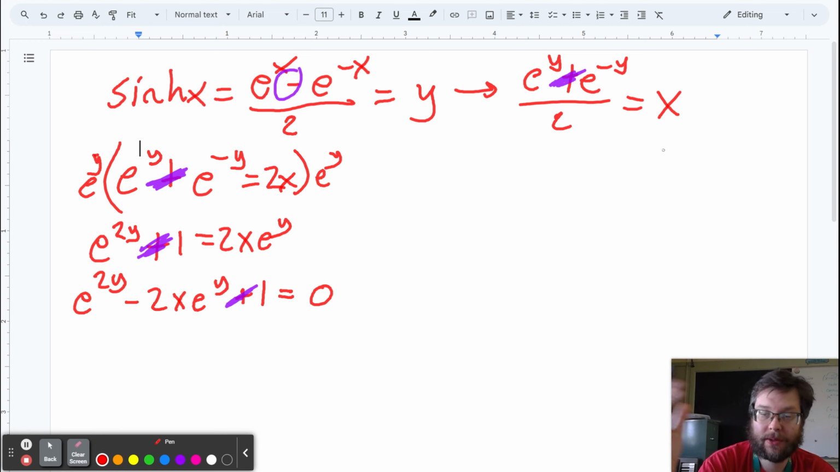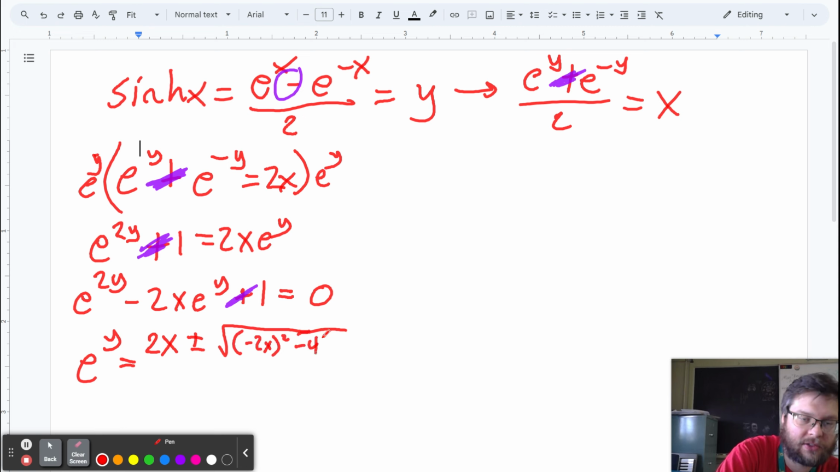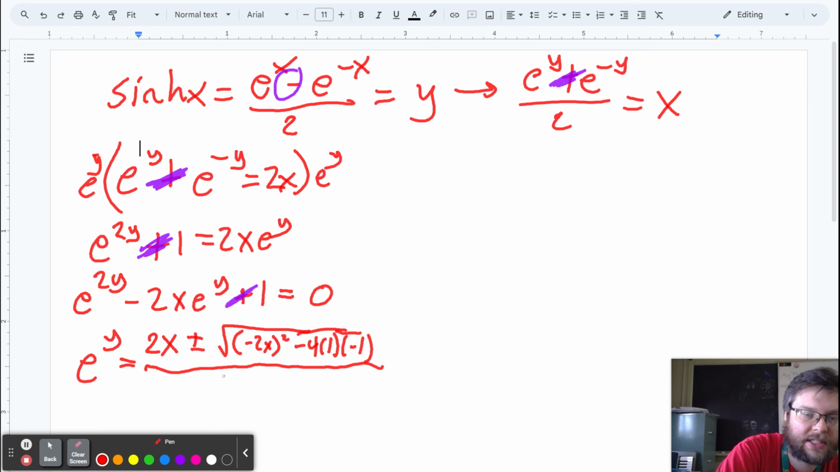All right, the next thing I'm going to do is actually just use the quadratic formula, because this is a quadratic equation where it's e to the y squared, something times e to the y, and then a constant. So I can set up the quadratic formula, e to the y equals the opposite of b, positive 2x, plus or minus the square root of b squared, so negative 2x squared, minus 4 times a times c, which is negative 1 after I corrected my little mistake. And all that's divided by 2a.